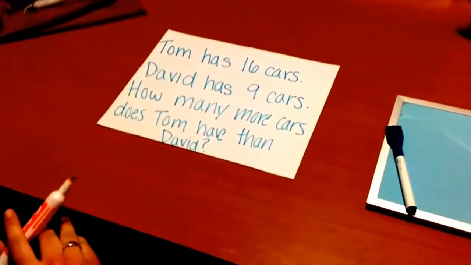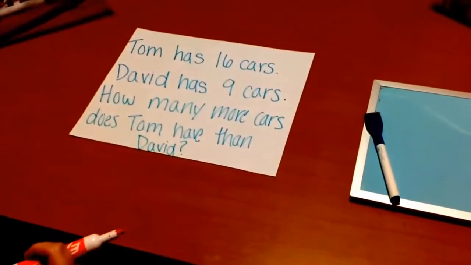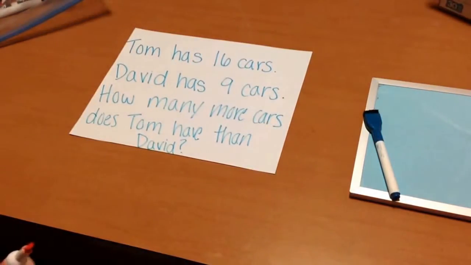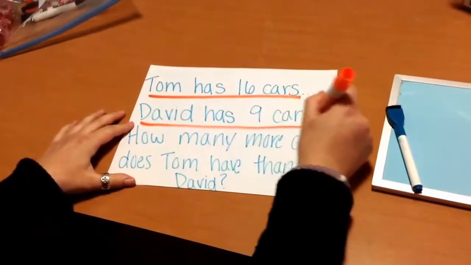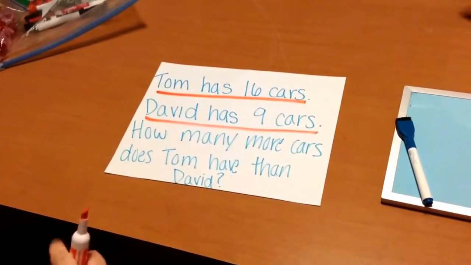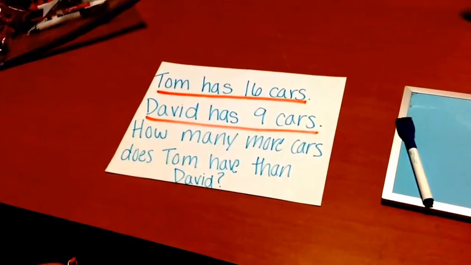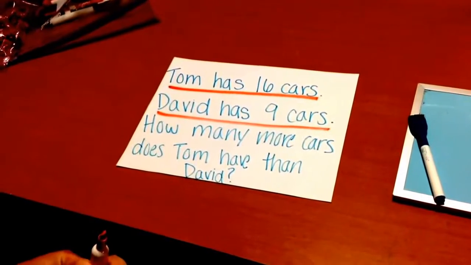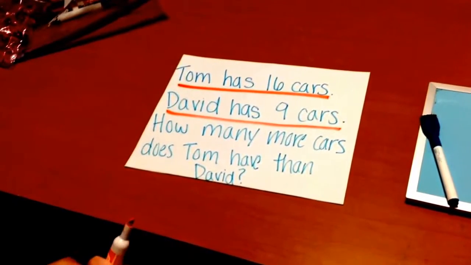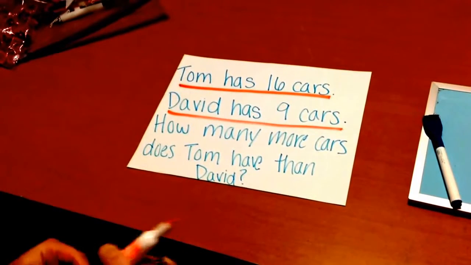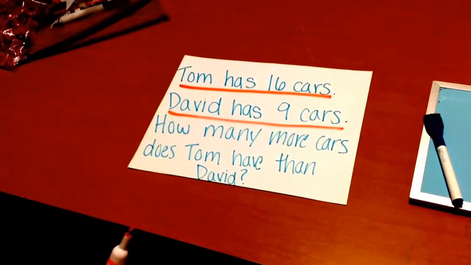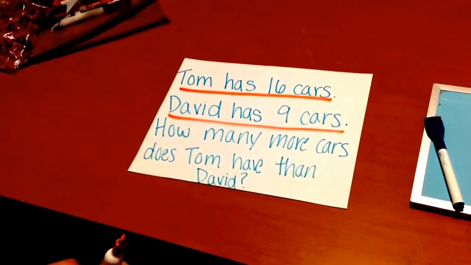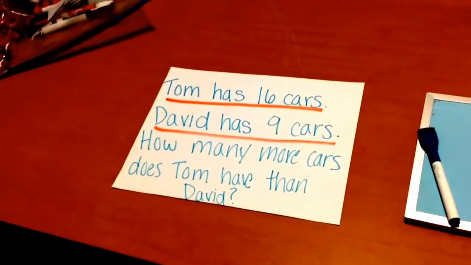So, like we did in the last problem, the first thing you want to do is identify what the problem is asking you and what is given. So it says that Tom has 16 cars and David has 9 cars. So what we need to notice about this problem is that it's talking about 2 different people. So we have Tom and we have David, and it's asking us how many more cars does Tom have than David. So in this case, we're comparing how many cars David has to how many cars Tom has. So we know that's a comparing problem.